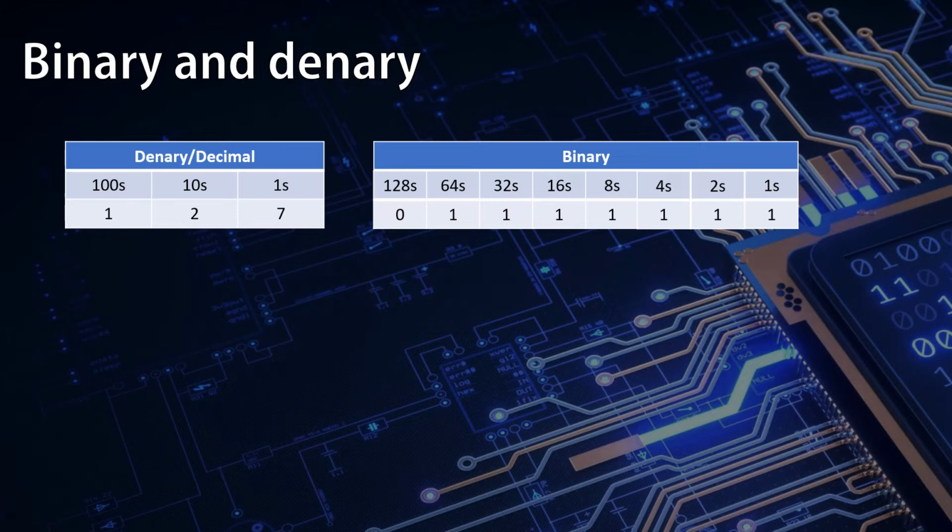This pattern also means I know that if I have a 1 in each of the column headings to the right of 128, I've got 1 less than 128, so 0, 1, 1, 1, 1, 1, 1, 1 in binary represents 127.